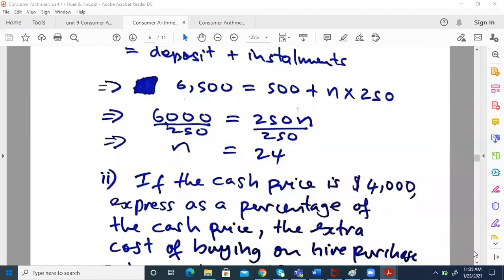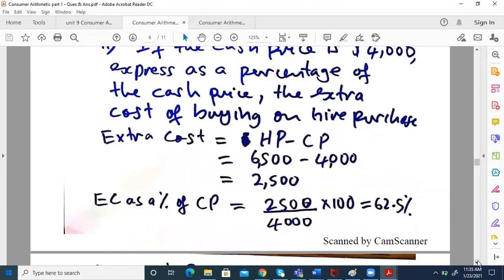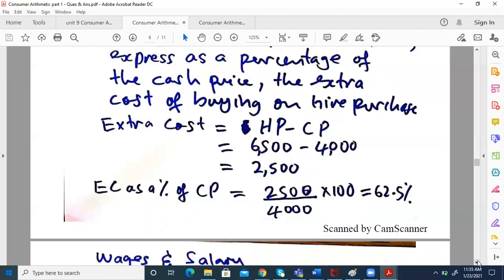Sir, what I did, I subtracted the cost price from the hire purchase price and got 2,500. Then I said 2,500 over the cost price, which is $4,000, times 100% gives me 62.5%. Okay, cool. Let us see. Okay, cool, great. You're getting the hang of it.